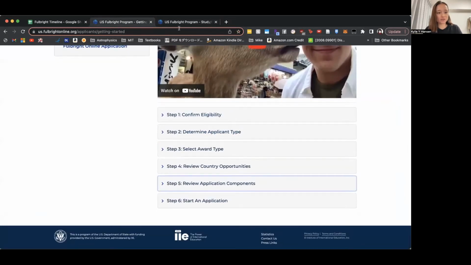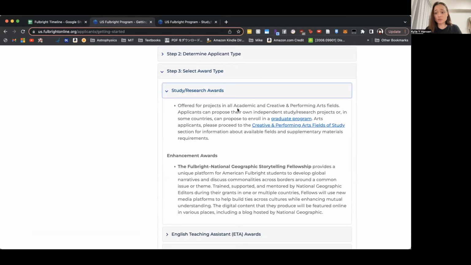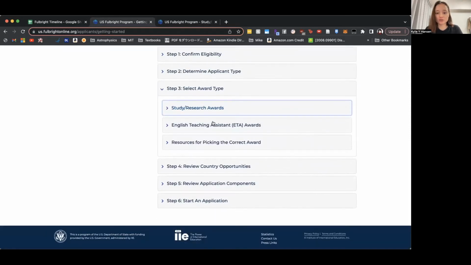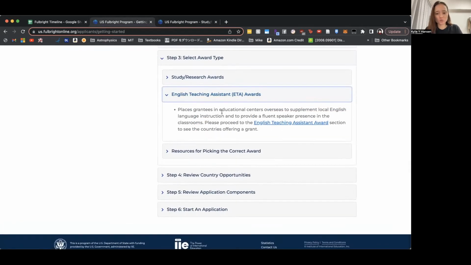And this is the Fulbright website, so the US Fulbright online.org website. And there are different types of awards. If you go to award type, there are different types of awards here. The first is the study research award. So if you're like me, you want to do research in another country, then you can choose this one, and it'll pay you to basically do research in another country. And then there are also different types of awards, such as the English Teaching Award, and I think there are also awards for grad students and for professors.